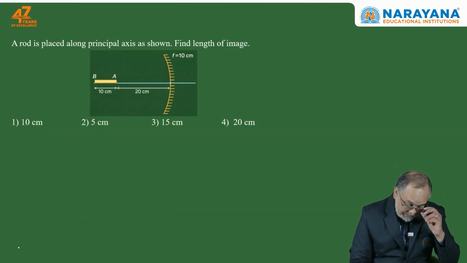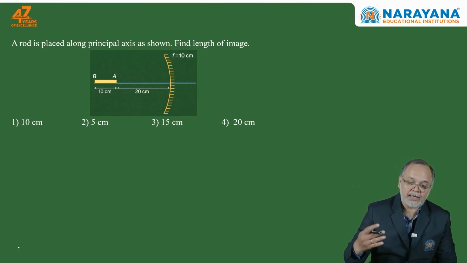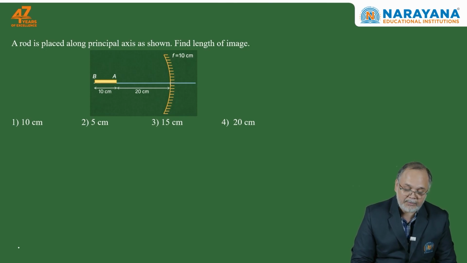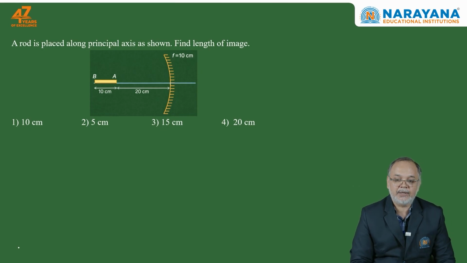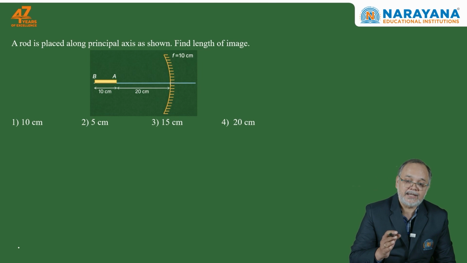Now next question, it is related to the geometrical optics chapter. A rod is placed along principal axis as shown. Find length of image. Now as you can see here, AB rod, that is placed along the principal axis, and in this focal length is given 10 centimeter and the distance of point A is given 20 centimeter from the mirror. So we can say the point A is placed at the center of curvature of the mirror.